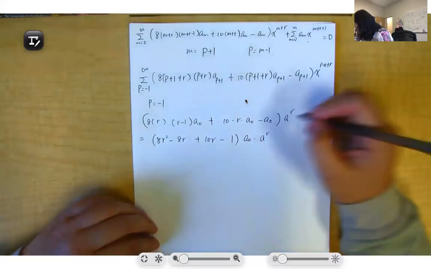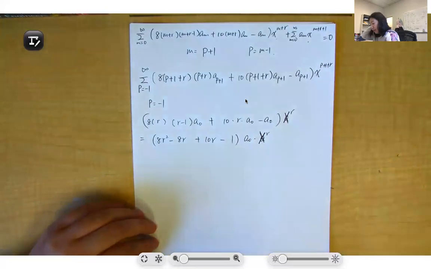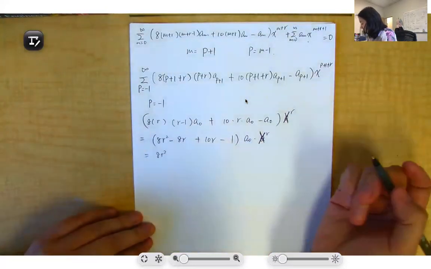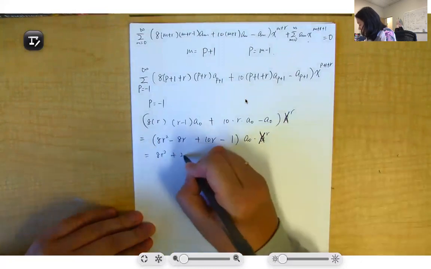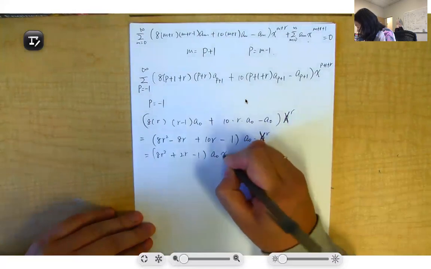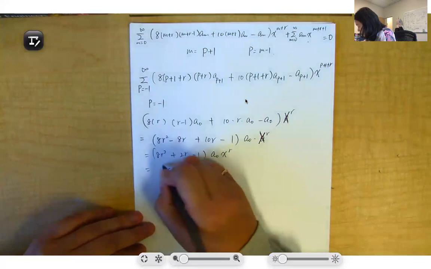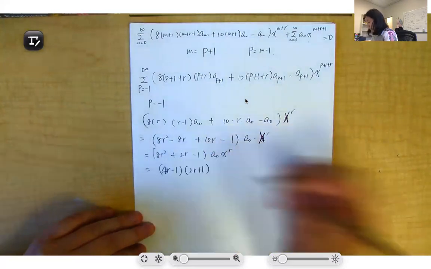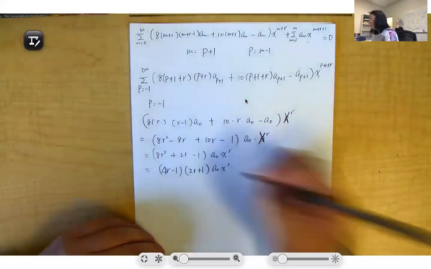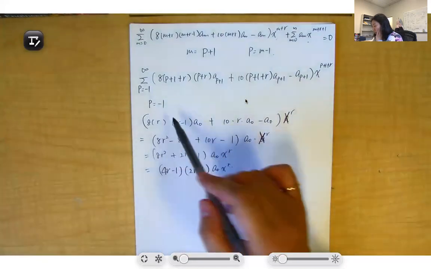Sorry, x to the r. And this part will be 8r squared plus 2r minus 1 times a_0 x to the r. And we can write this as (4r minus 1)(2r plus 1) a_0 x to the r. Okay, so this is the p equals minus 1 term.